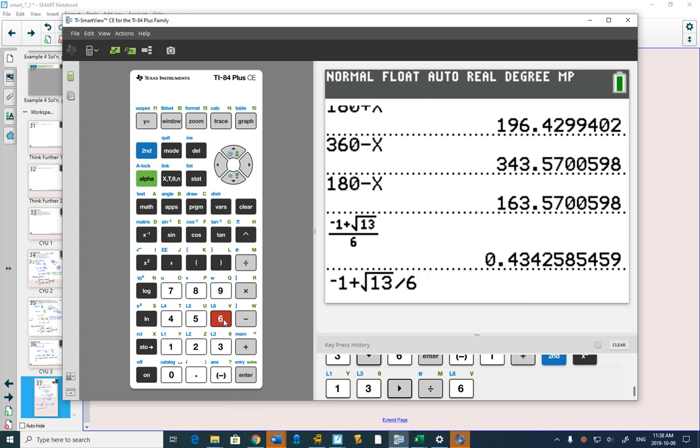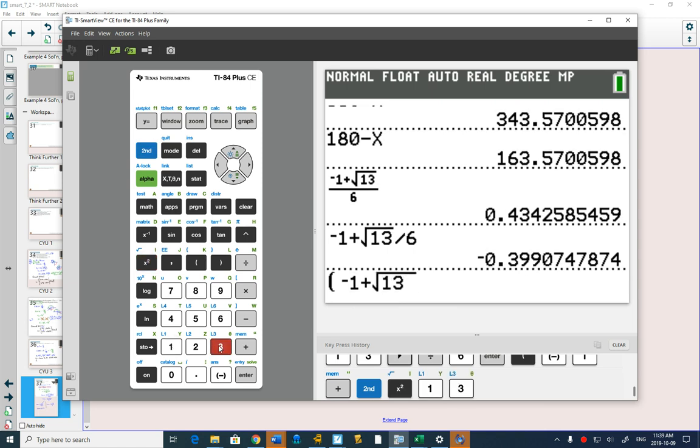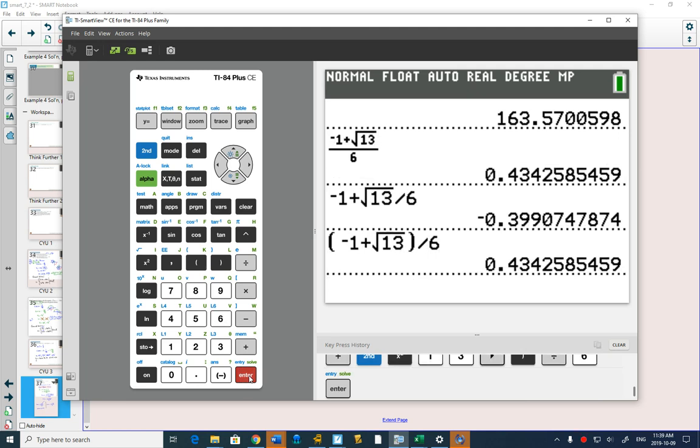That looks very similar to what we had. But when I push enter here, I get the wrong answer. What's gone wrong? Well, your calculator does order of operations. It just divides the root 13 by 6 and then adds the negative 1 after. If you're typing it this way in your calculator, you will need brackets. Negative 1 plus the square root of 13, bracket, divided by 6. Then you will get the 0.434 like we wanted.